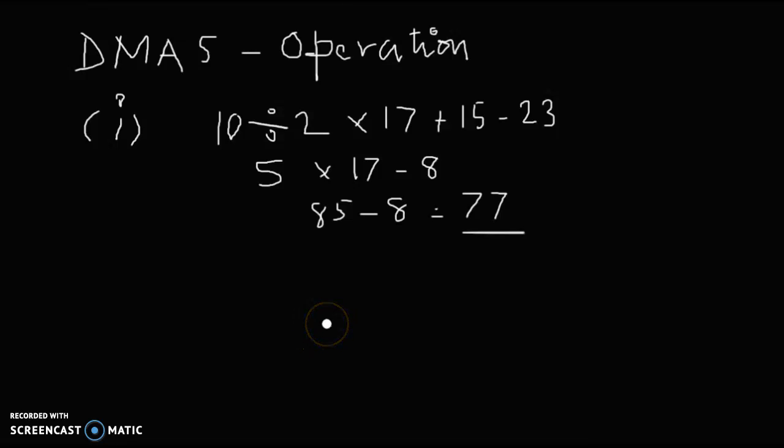Okay, we have DMAS operation. Let's see sum number 1, example 1. 10 divided by 2 multiplied by 17 plus 15 minus 23.